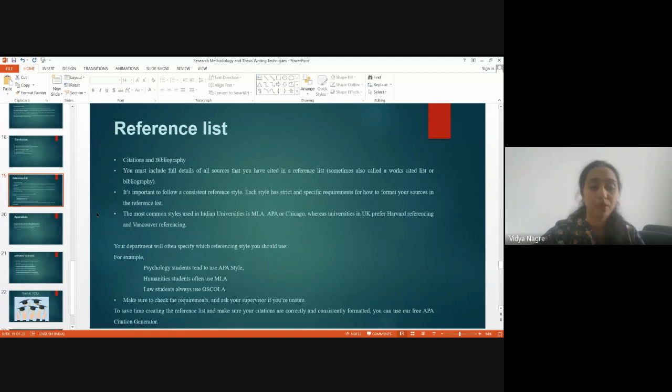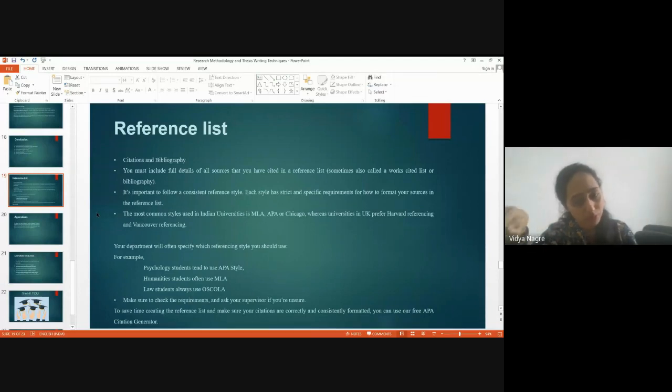It is very important to follow a consistent reference type. Each style has strict and specific requirements. For example, in MLA style, it begins with the surname of the author, comma, followed by the name of the author or the initial letter of the author. In bracket, year of publication. If it is a book, then title in all caps. If it is an article, then title, initial letters capital only, in single inverted commas.